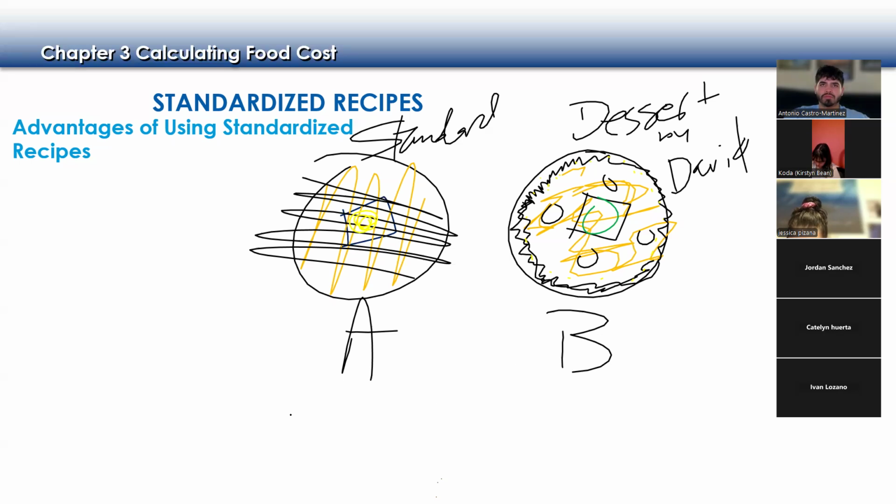So that was a much bigger tangent than I took yesterday about standardized recipes. But it is very important for us to do the standardized recipes so that the guests get the same thing over and over again. Okay?